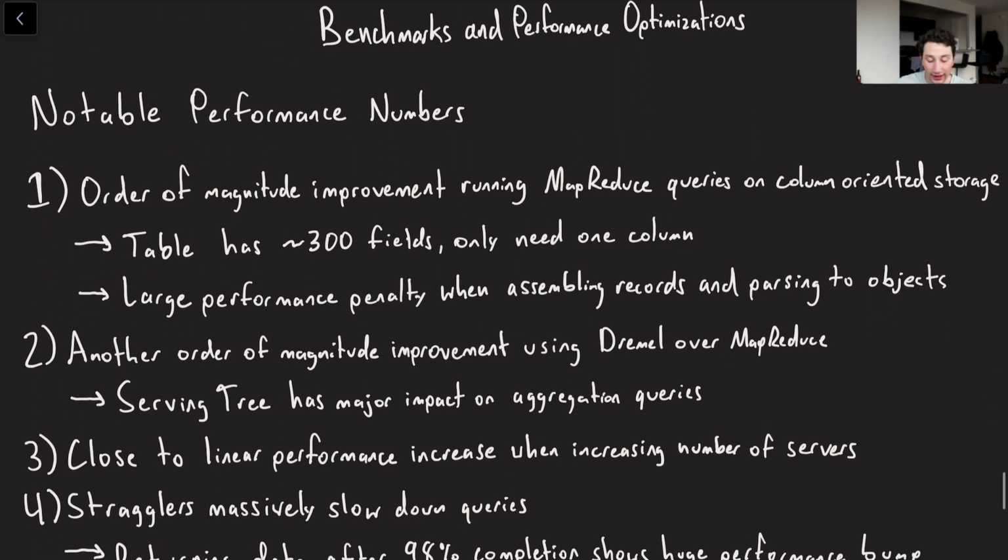Cool, so let's actually talk about a couple of concrete benchmarks that we get out of this paper. So number one is the following. Column-oriented storage is really damn useful. On a table with 300 fields, even if a lot of them are not actually filled in, if we only need the value of 1 or 2 columns, we're looking at potentially an order of magnitude of a performance difference, and that's not just using Dremel, that's just using MapReduce on basically column-oriented storage versus non-column-oriented storage, which is pretty huge. Number two is that on top of already using MapReduce with column-oriented storage, we can get an additional order of magnitude improvement by using Dremel.